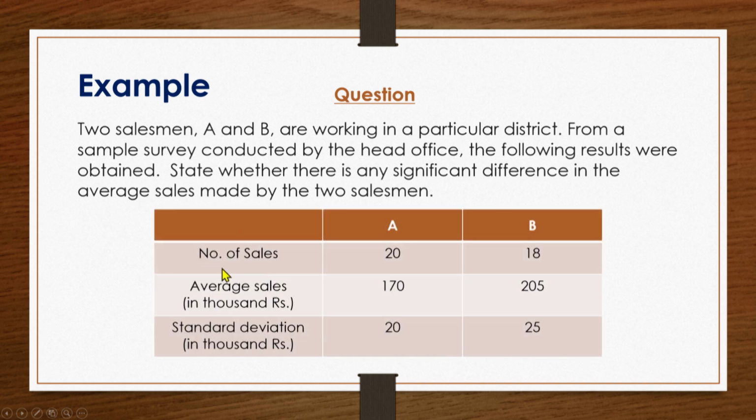Here the numbers of sales by salesman A and salesman B are 20 and 18, and the average sales, given in thousands of rupees, are 170 and 205. Similarly, the standard deviations, also given in thousands of rupees, are 20 and 25.